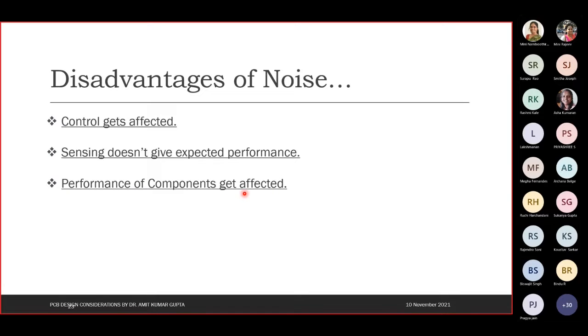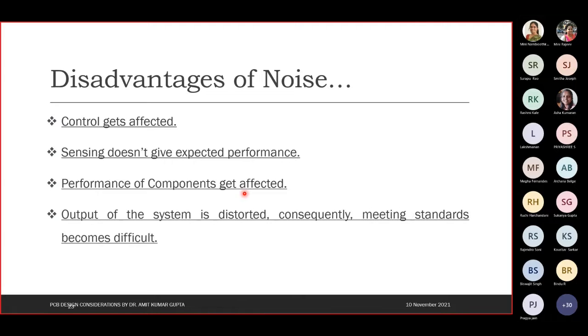Performance of components gets affected. Other components, like some actuating circuits, will have their performance affected. Output of the system is distorted. We have done MATLAB simulation and other kinds of simulation, everything is working fine, no problem in the simulation. We have made a circuit of the similar structure, the same circuit in hardware, then we see, oh, what is this happening? The system is completely, the output is distorted.